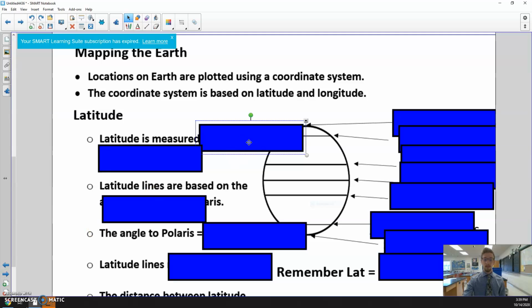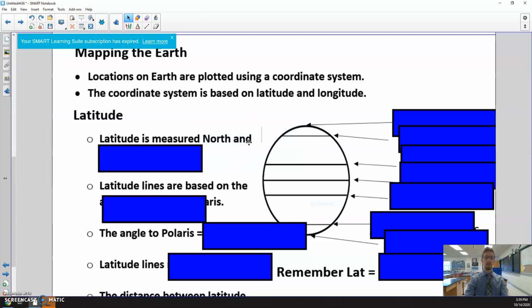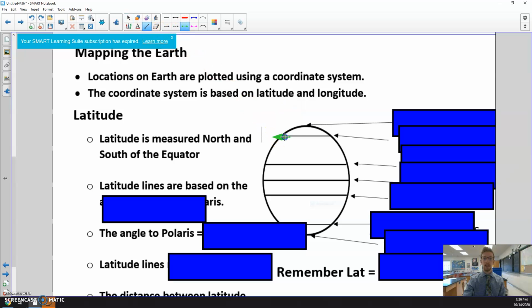So latitude, they measure north and south. So on a map of the world, like for example, this little image to the side of the notes, our latitude lines are going to be the lines that are parallel like this. And they measure distances north and south. Because for example, if you're at this latitude line, you are more north than if you're at this latitude line. So latitude lines measure north and south of the equator.